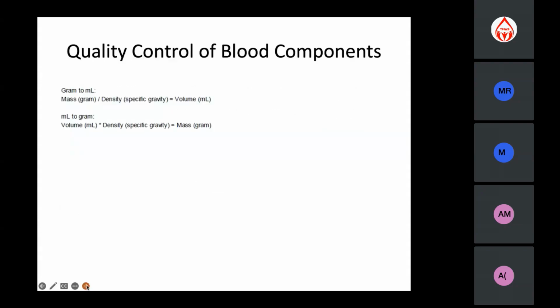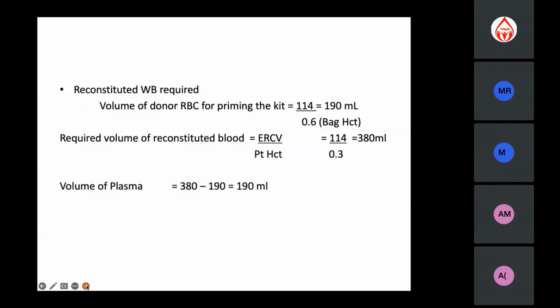So the previous slide tells about how to choose an RBC unit used for priming. So the volume of donor RBCs for priming the kit is 114 ml. That is the ERCV. And the bag which we choose normally is a SAGM bag. So the hematocrit will be 60%. So the volume of donor RBCs required for priming is around 190 ml. That is the RBC volume required in the extracorporeal circuit.